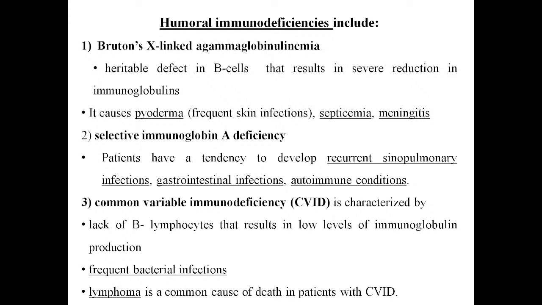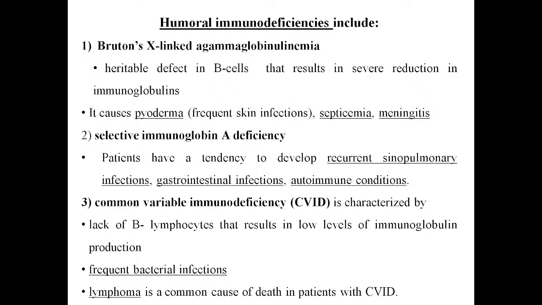It causes pyoderma, frequent skin infections, septicemia, that is multiplication of bacteria in the bloodstream, and meningitis. So these infections like pyoderma, meningitis, and septicemia are caused because of absence of immunoglobulins. So patient becomes susceptible to these infections. Another disease is selective immunoglobulin A deficiency.